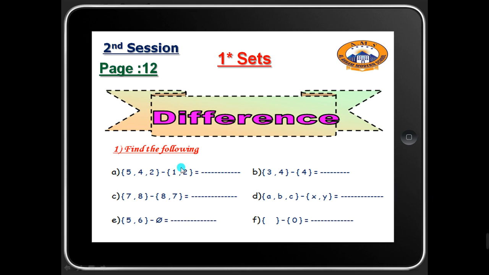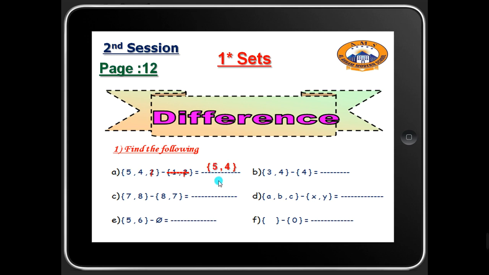So let's start with answering the first one. As I told you, please first search for the common element. Here the common element between them is number, yes, 2. 2 is in the first set and also in the second set. After you search for the common element, please hide the second set after the difference sign. Hide the second set. So I will cancel this set. The elements that remain in the first set are 4 and 5. So the answer is going to be the set of 4 and 5 or 5 and 4.